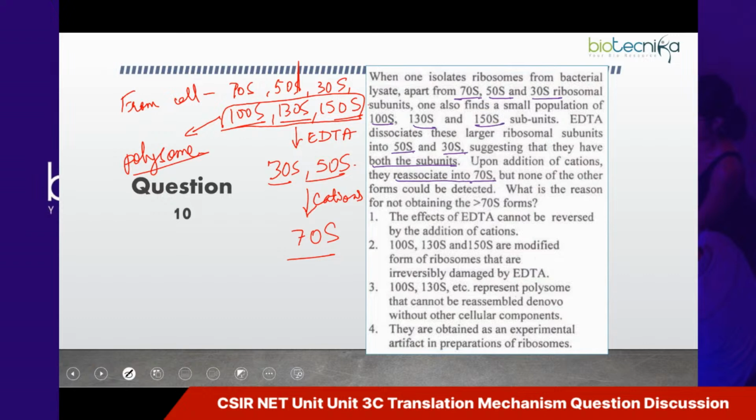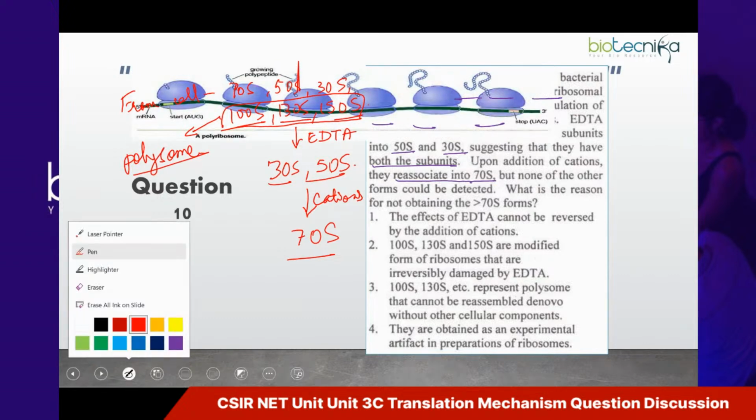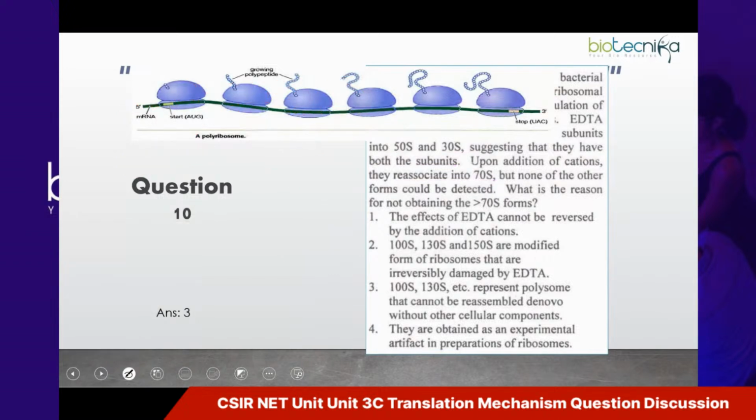Now what is a polysome? A polysome is this structure where you have the same mRNA on which multiple ribosomal subunits have assembled. So if you isolate an mRNA like that and then extract the ribosome, it will definitely give a sedimentation coefficient which will be more than 70S. So these higher, more than 70S forms, are actually polysomes.